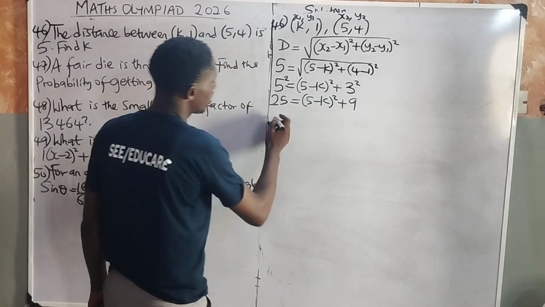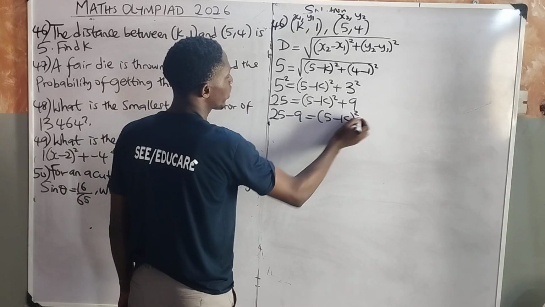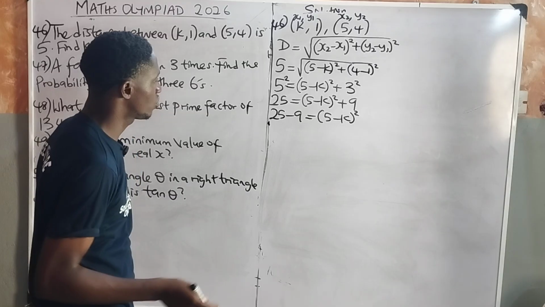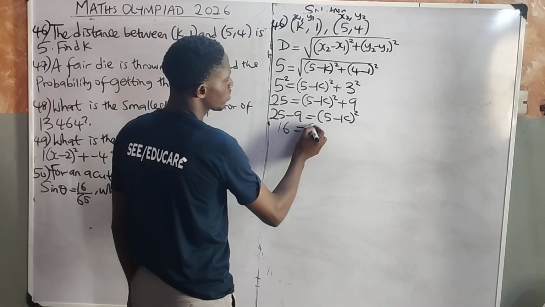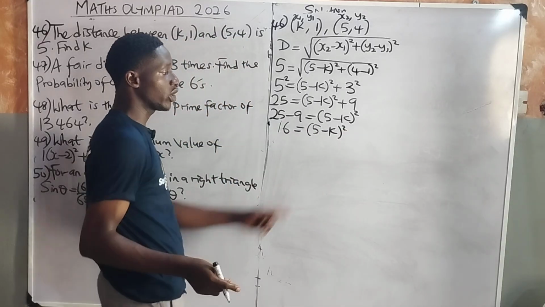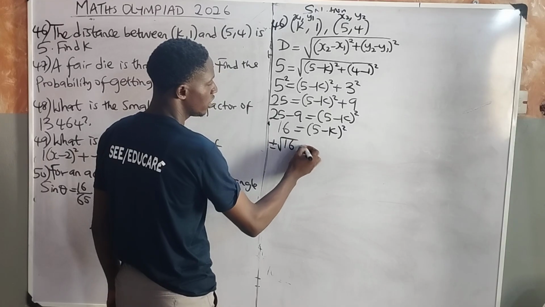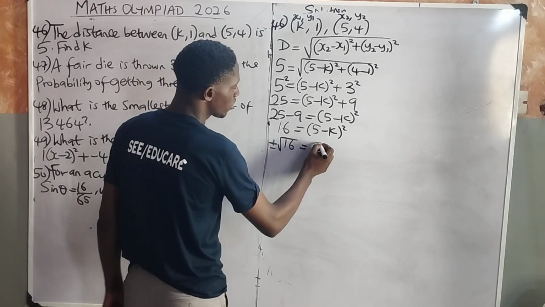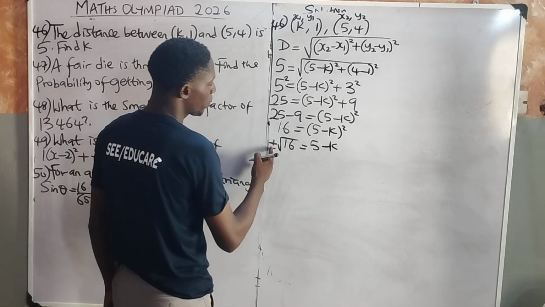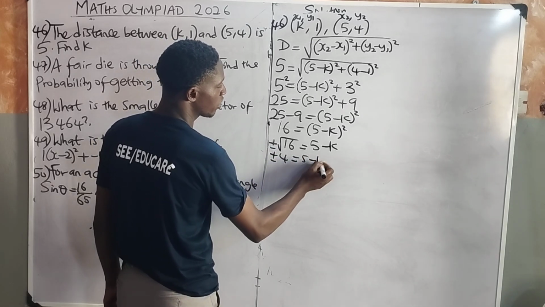So let's collect like terms. We have 25 minus 9 is equal to (5 minus K) all square. 25 minus 9 should give us 16 is equal to (5 minus K) all square. Then when the square root comes here, when you're looking for the value, first of all put plus or minus the square root of 16 because we are supposed to get two answers. So we have 5 minus K. So plus or minus this square root of 16 is 4 is equal to 5 minus K.